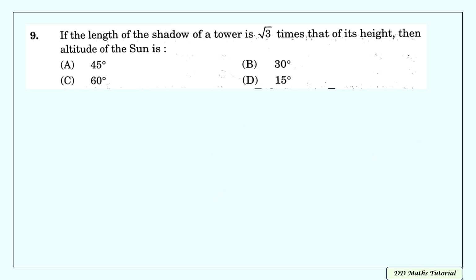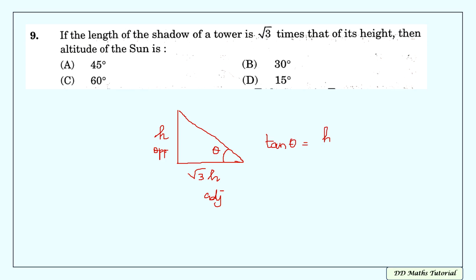Ninth one. If the length of the shadow of a tower is root 3 times that of its height. So if the height is h, we'll have the length of the shadow to be root 3 times the height, which is root 3 h. We are asked to find what will be the angle of elevation of the sun. Theta value we have to find. We have the opposite side, we have the adjacent side, so we'll use tan theta. Tan theta is equal to h by root 3 h. Cancelling h, we have 1 by root 3.